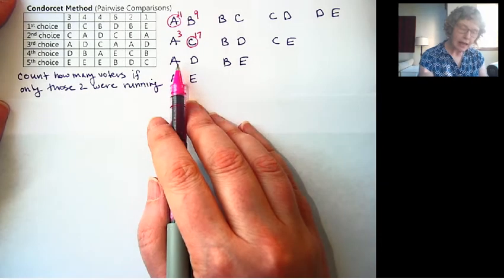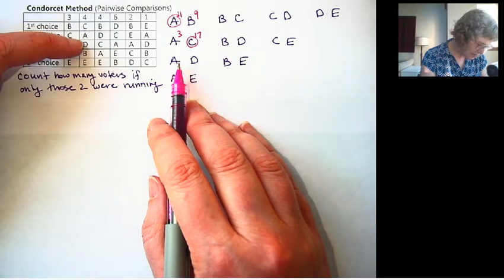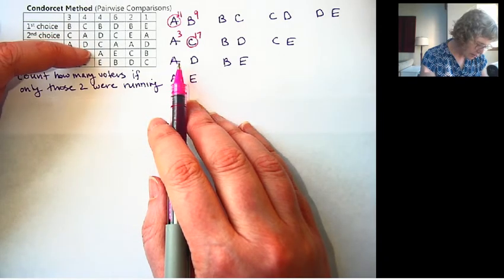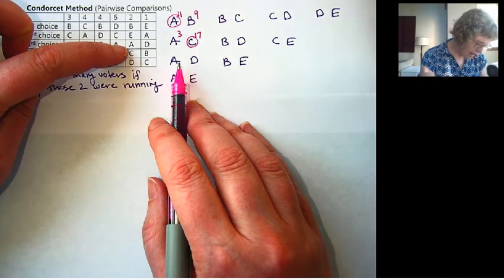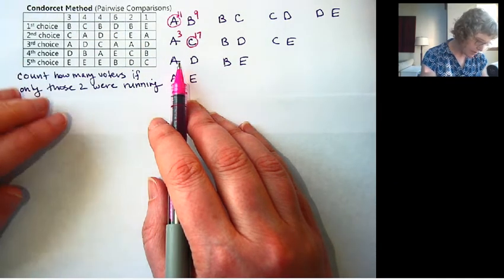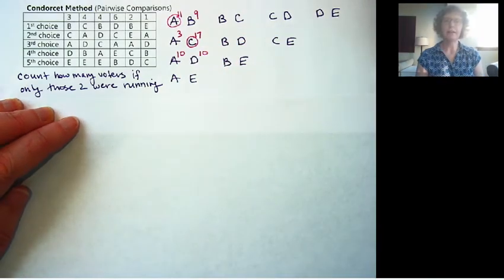Now let's do A and D. So A over D is 3 plus 4, that's 7. Not there, not there. Plus 2, so that's 9. And 1 is 10. So this one was a tie, 10-10 between A and D.